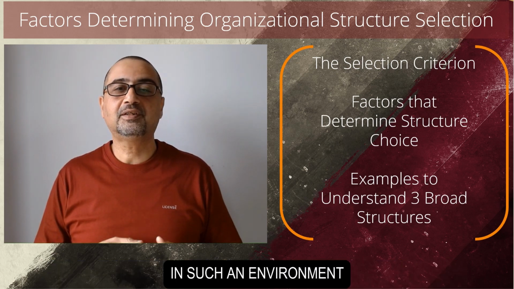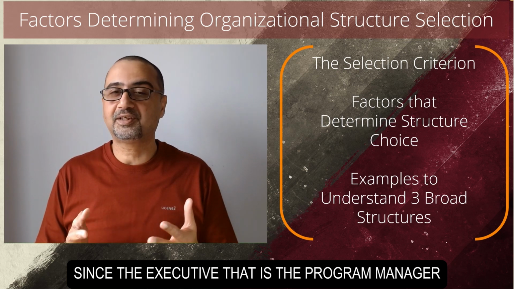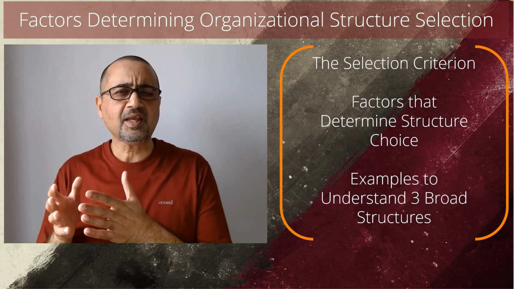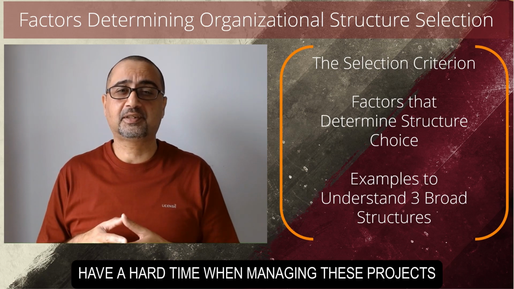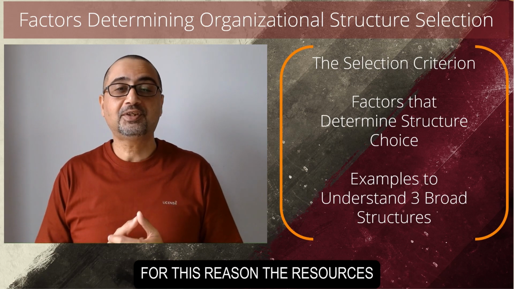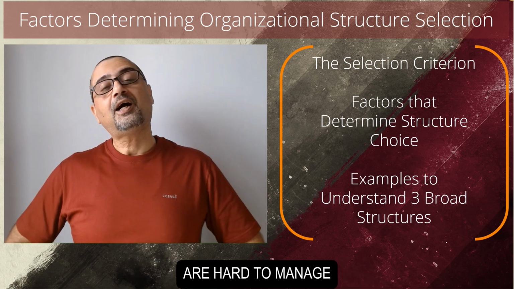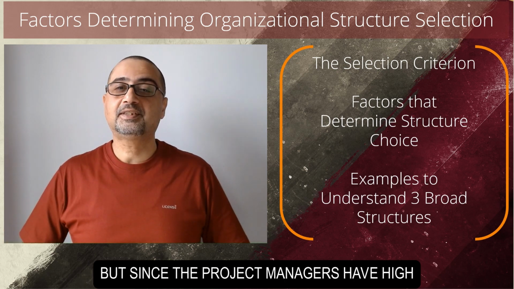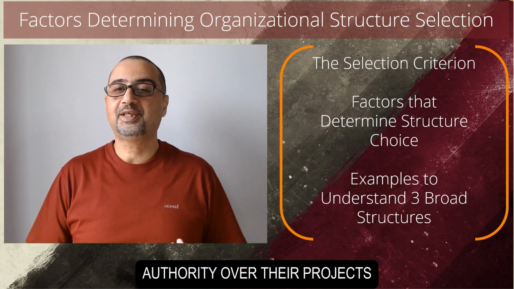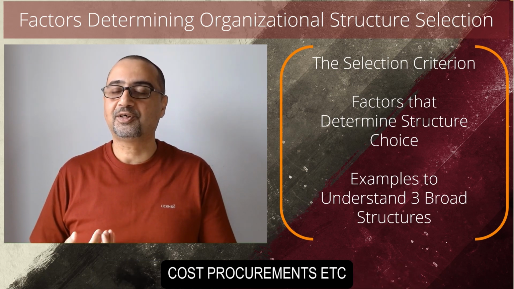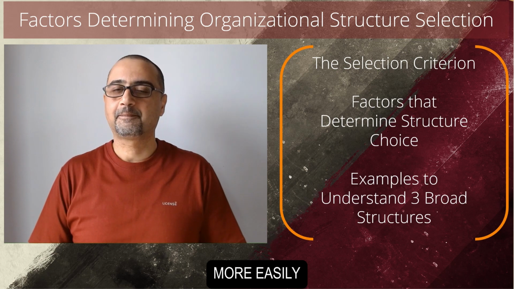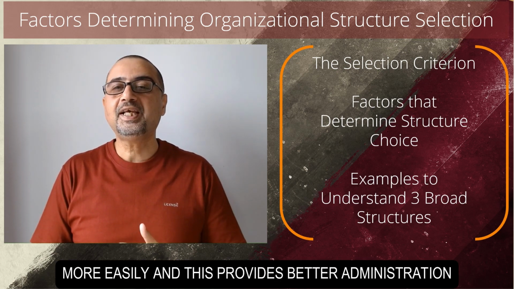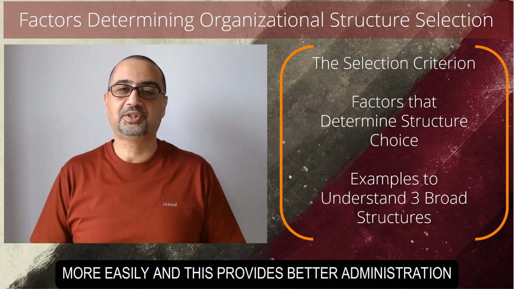In such an environment, since the executive, that is the program manager, portfolio manager, work in the head office, they will have a hard time when managing these projects compared to the functional structure. For this reason, the resources are hard to manage for the executives working in the head office. But since the project managers have high authority over their projects, they can manage the schedule, costs, procurements, etc. more easily. The project manager can communicate with his or her team more easily, and this provides better administration.